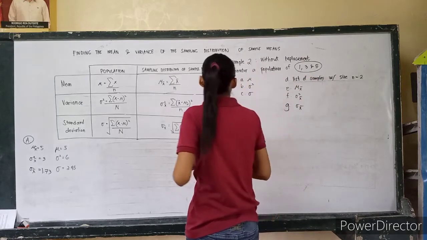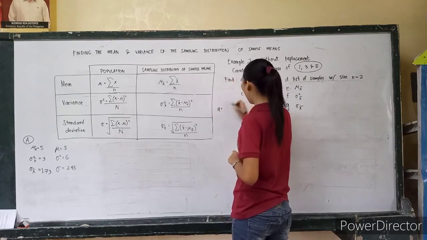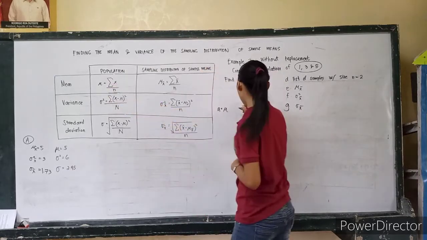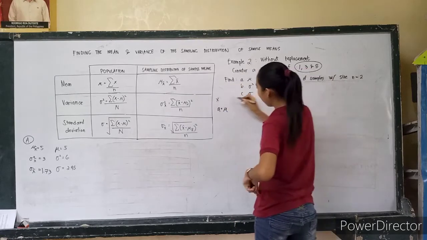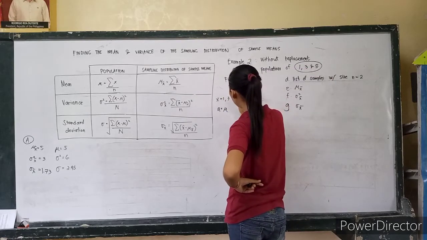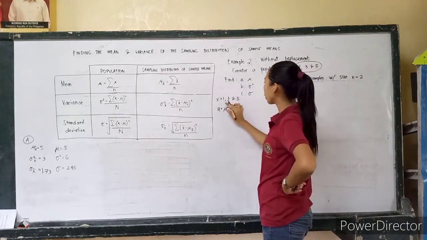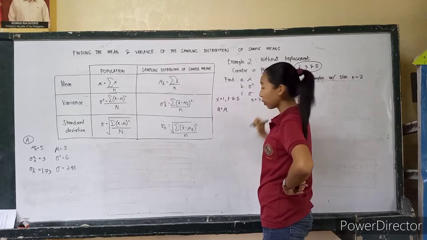So, for letter A, in finding our population mean, we need our x first. So, our x is equal to our new information. We have 1, 3, and 5. And then, of course, there are 1, 2, 3 of them. Therefore, our n is equal to 3.